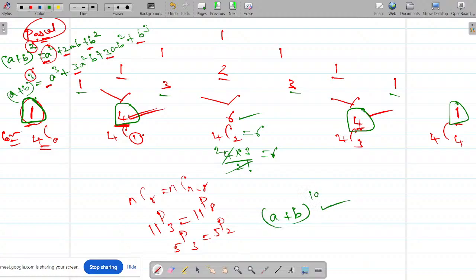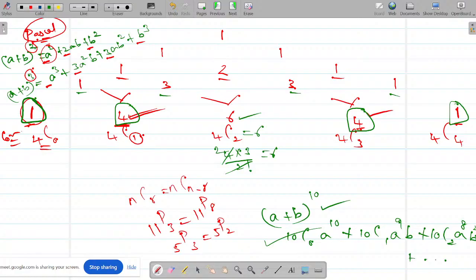So if anybody asks you, do you know what is (a plus b) to the power 10? Yes, we can strongly say yes. What will be the first coefficient? 10C0, a power 10. What will be the next coefficient? 10C1, a power 9, b. What is the next one? 10C2, a power 8, b square. And so on. Anyway, nobody is going to ask this.